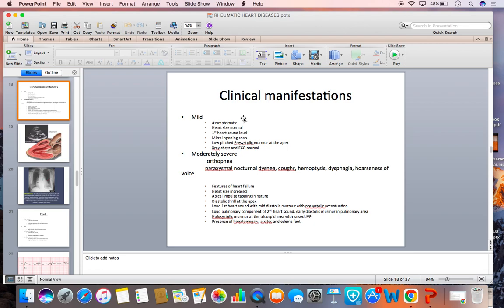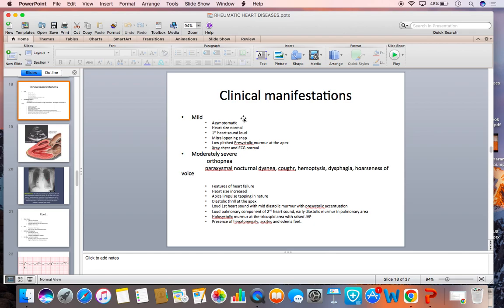Okay. In moderately severe or severe stenosis, the patient starts developing the symptoms of left heart failure. Initially, the first symptom being paroxysmal nocturnal dyspnea. Okay, it occurs in paroxysms. Symptoms set in while the patient is asleep. Suddenly wakes up with severe breathlessness, air hunger, followed by cough and hemoptysis.